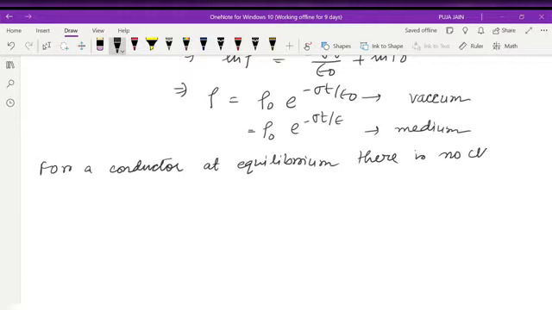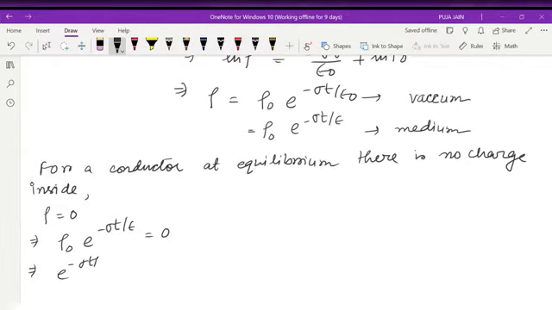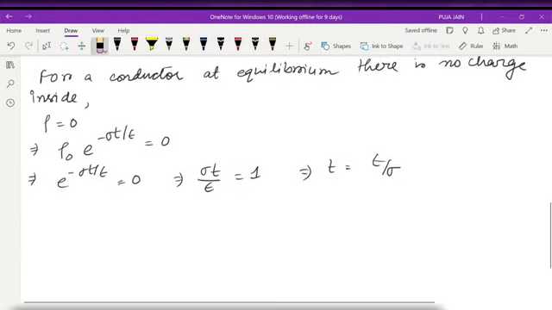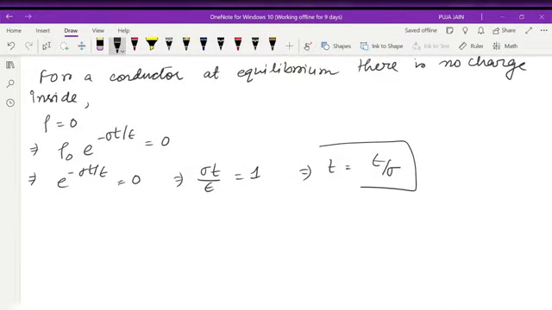If there is no charge, then will there be any charge density? No. Then rho is equal to 0. Very good. Then we will get rho 0 e to the minus sigma t by epsilon equals 0, which concludes e to the minus sigma t by epsilon equals 0. That is, sigma t by epsilon equals 1. So t is equal to epsilon by sigma. This is the formula we are getting, which is useful for us in this question.